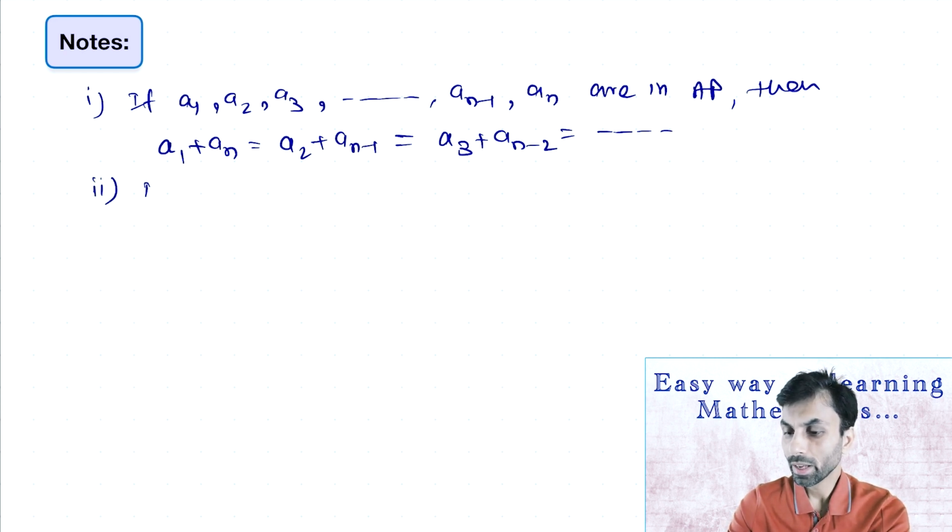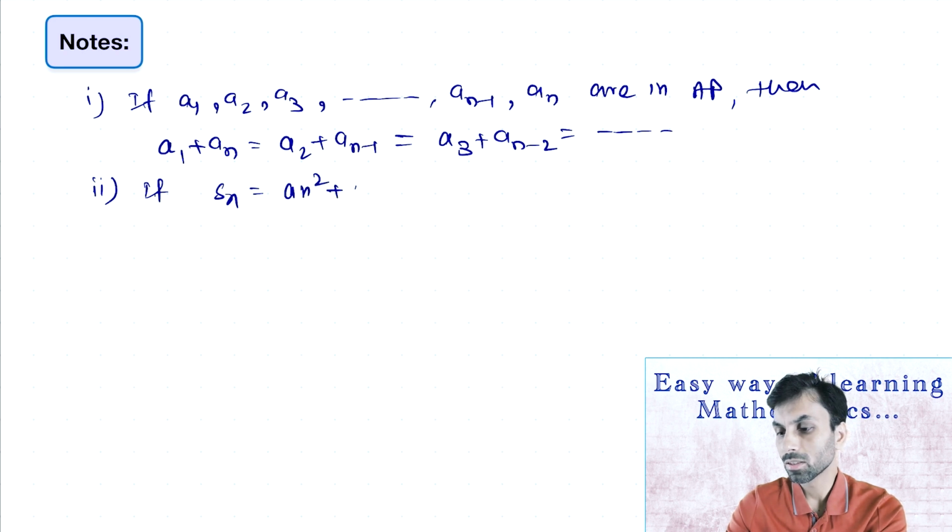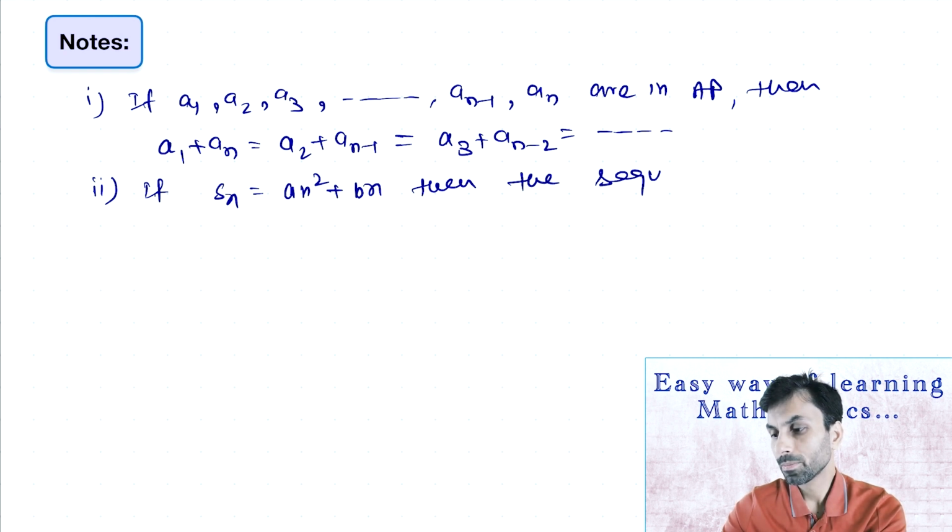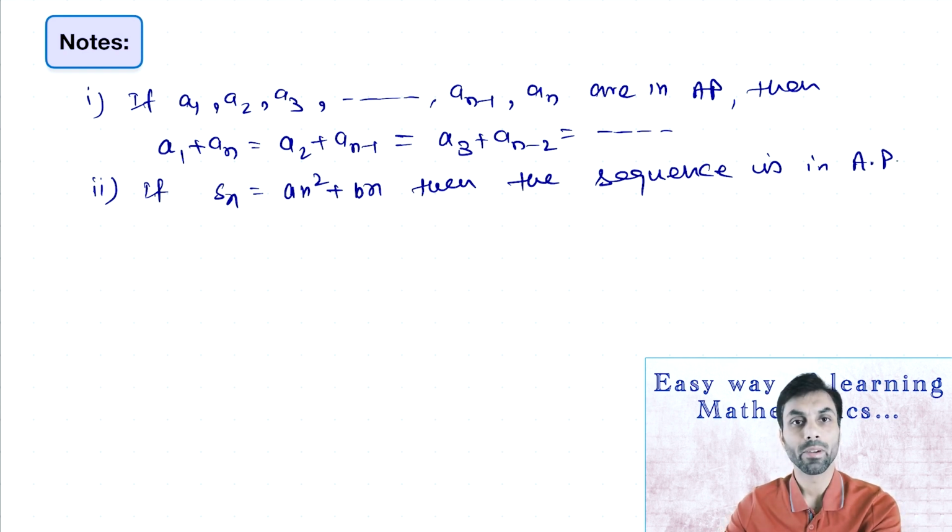Second point, if Sn is An square plus Bn, then the sequence is in AP. That means if we have Sn as a quadratic polynomial without constant, then when you find out the terms of that sequence, you will get the sequence as an AP.